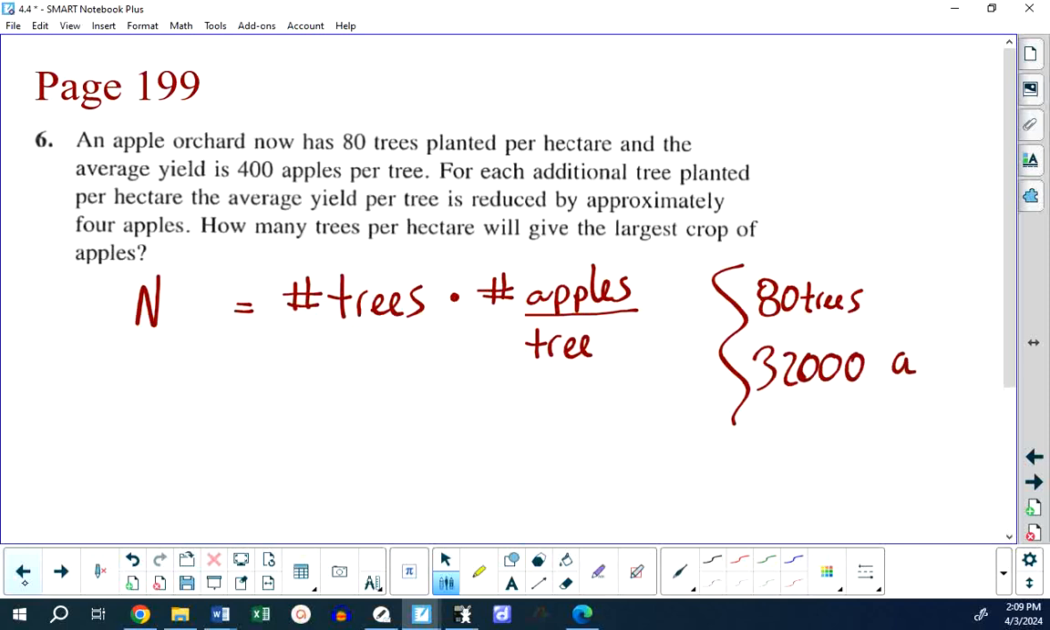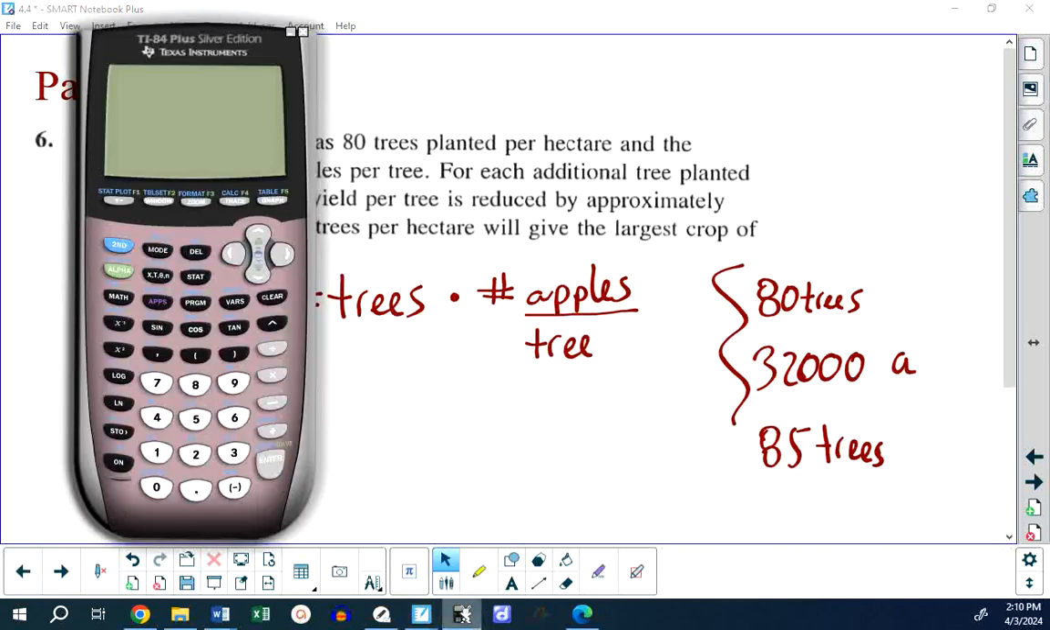If you were to plant, I don't know, I'm going to go in total 85 trees. We have to do a little bit of problem solving here. You've planted an additional 5 trees, and you're losing 4 apples per tree. So by my count, and it's late in the day, I admit, I think we lose 20 apples per tree. That would mean we would take 85 times 380, and get 32,300.